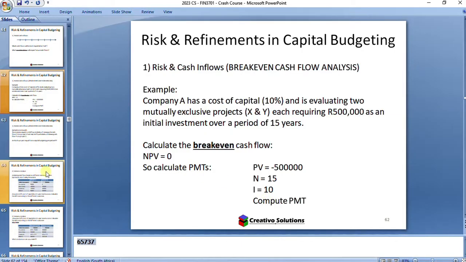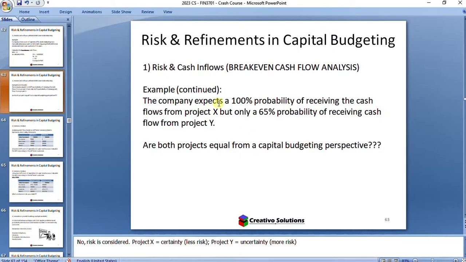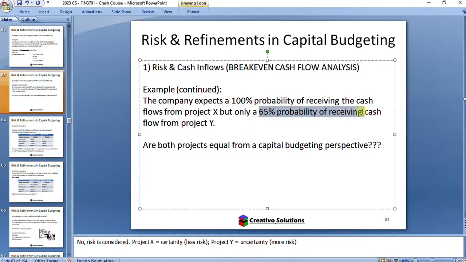Okay, well, I'm just going to spend another 5 minutes and then we'll take a break at 10 past just to do these last few slides. Here's another slide looking at break even where there is probability of receiving cash. Okay, if I've got 2 projects and project X has a 100% probability of receiving cash and project Y has a 65% probability, which project do you prefer?